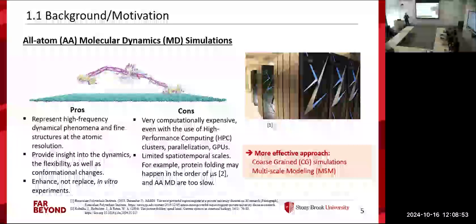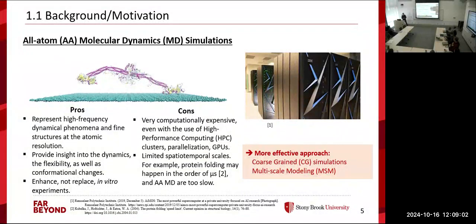Now, don't get me wrong, I'm not saying that we aim to replace in vitro experiments, but we can enhance them, complement them. So that's one good thing about simulations. Now, there are some disadvantages. Number one, if we want to have these small time scales and study these high frequency phenomena with also small spatial scales, this can become very computationally expensive, even with all the advances in high performance computing, GPUs, parallelization. It's still very, very, very slow.